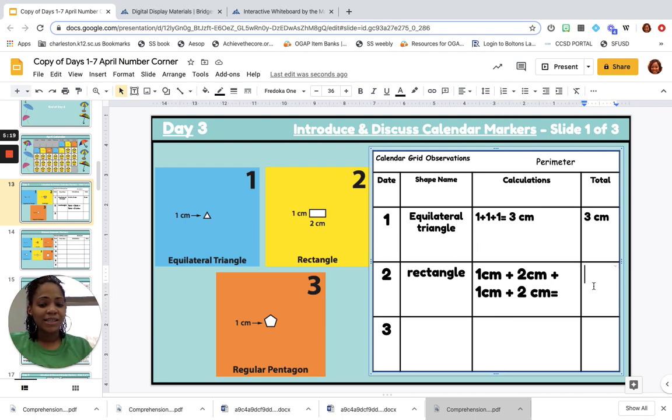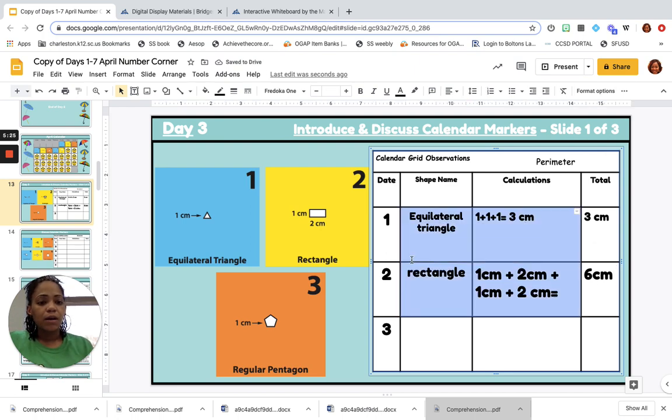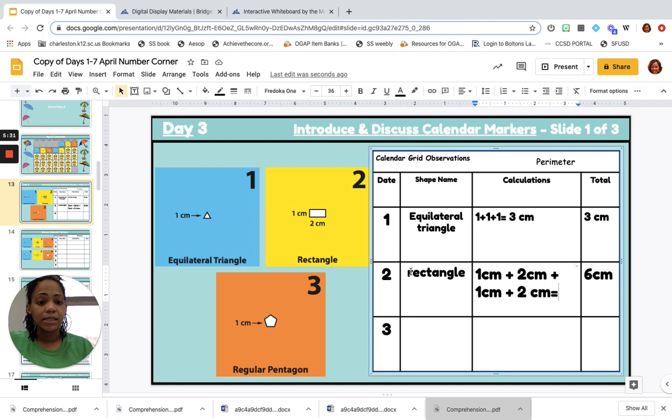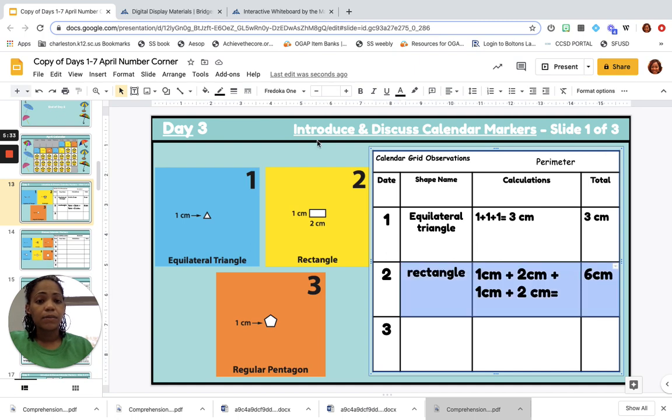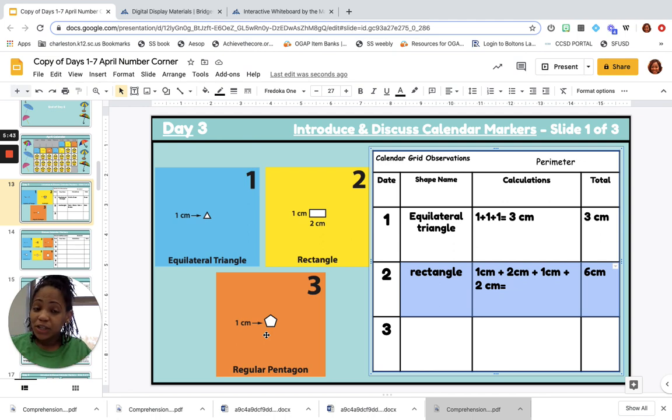Good. It is 6 centimeters. Perfect. So, let's keep going, and I'm probably going to try to move as quickly as possible because we have a lot of calendar markers to look at to catch up since we had a week off. Okay, so buckle your seatbelts and follow along with me. If you have questions or I'm going too fast, pause this video.